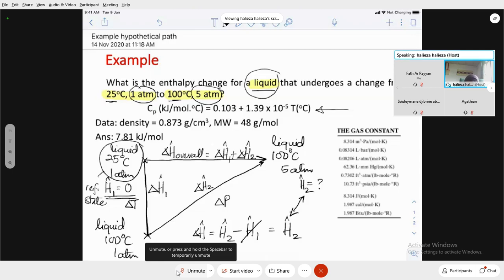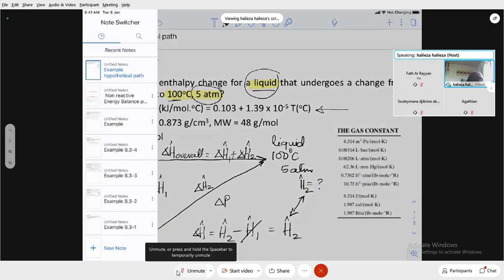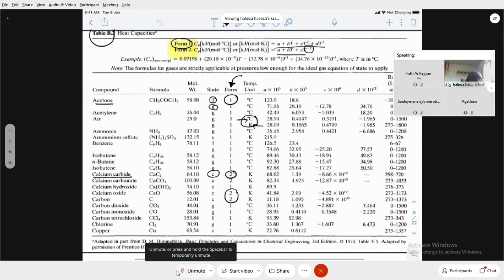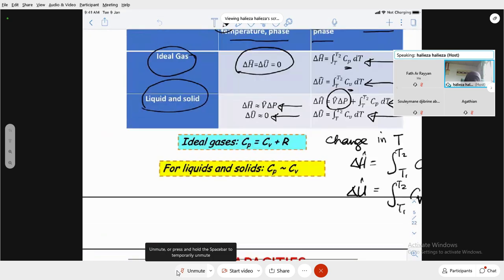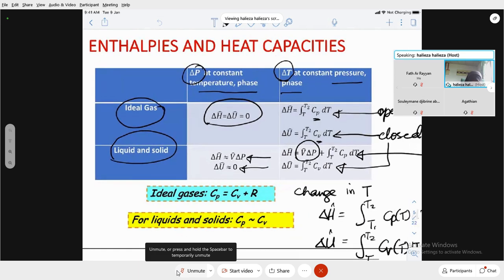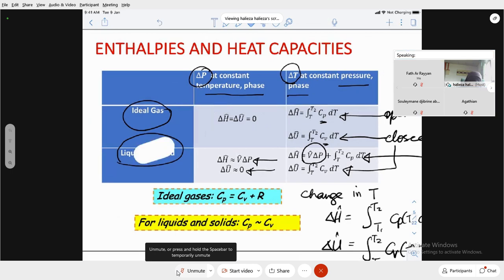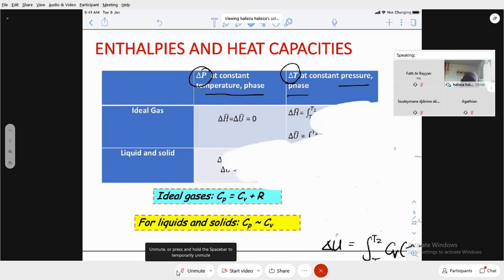Okay, now I need to look back at the change in temperature. Go back to our notes. Here. Just now, this table. I'm going to clean this up. Ouch. Okay.